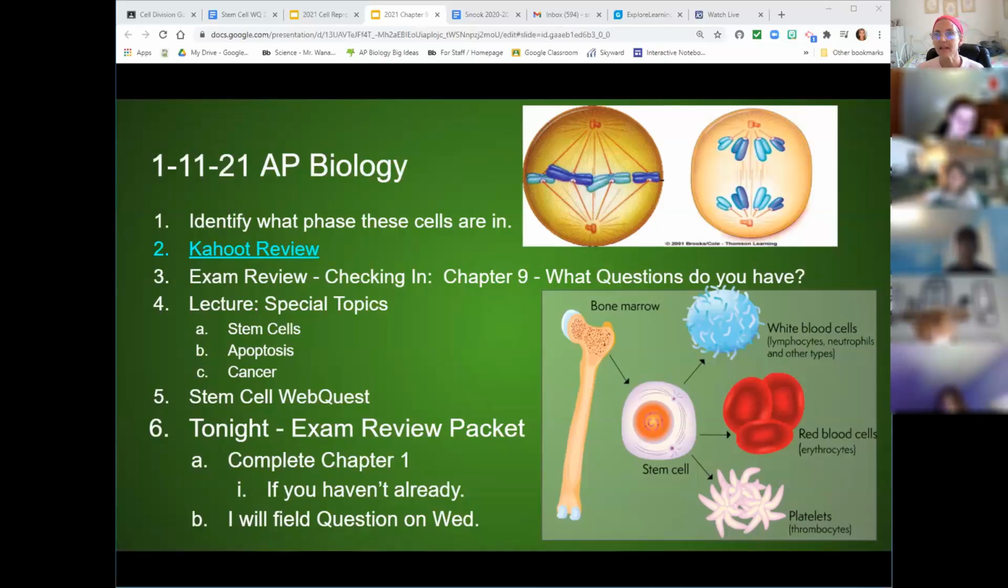So metaphase, they're lined up at the equator, right? Meta, middle. Chromosomes are lined up at the equator. Ana, apart. Chromosomes are being pulled apart.